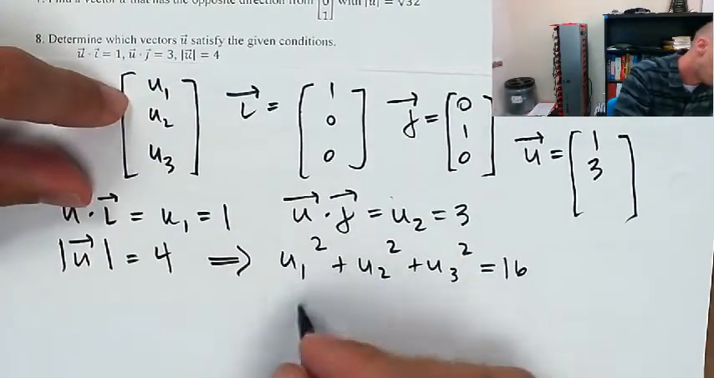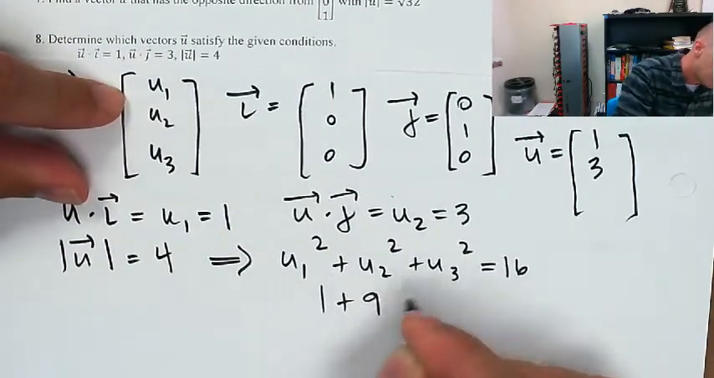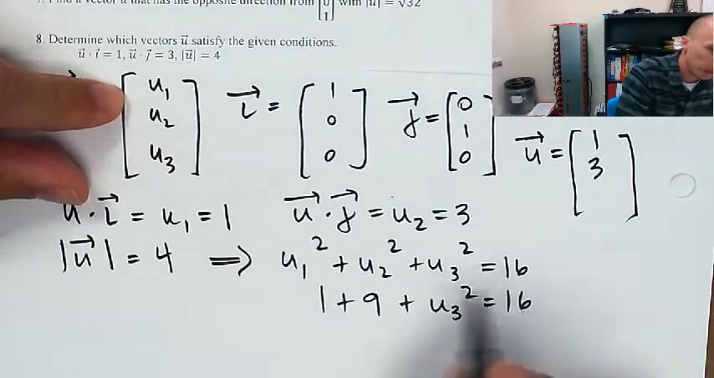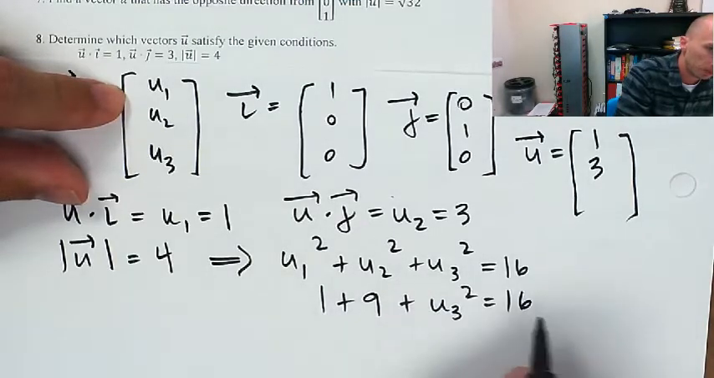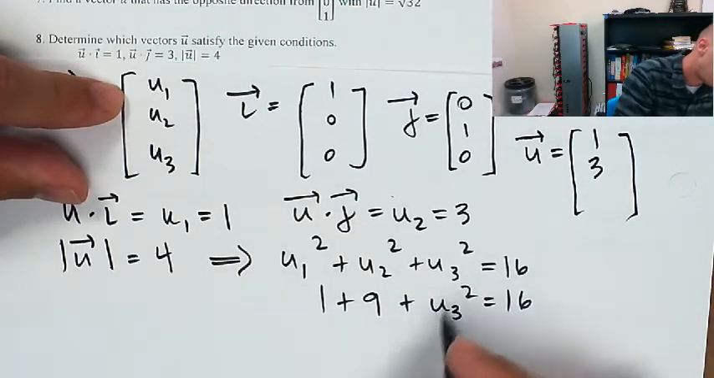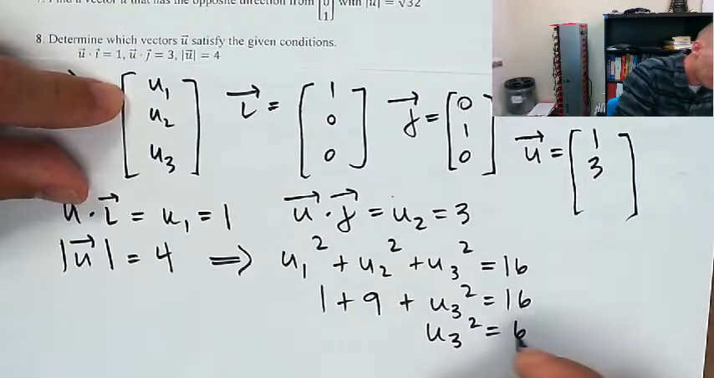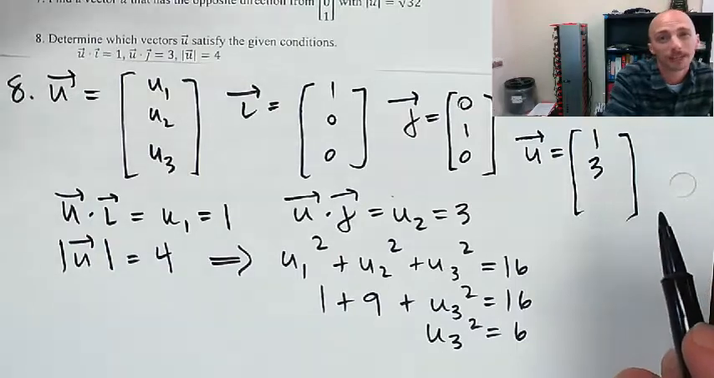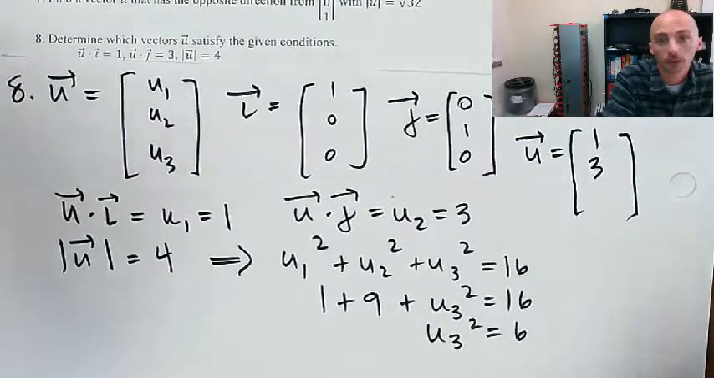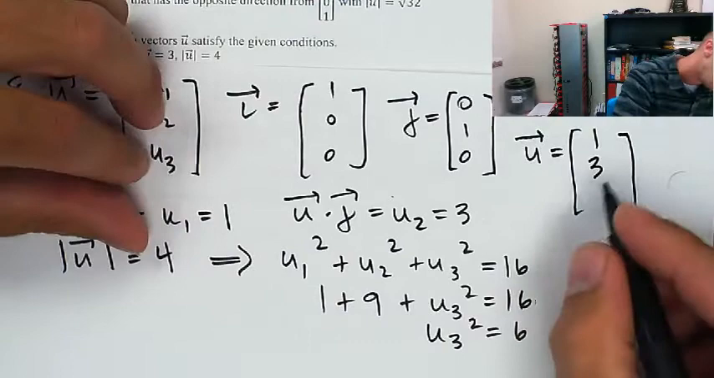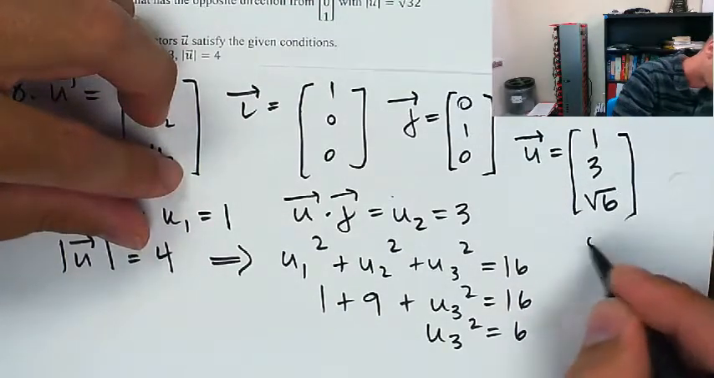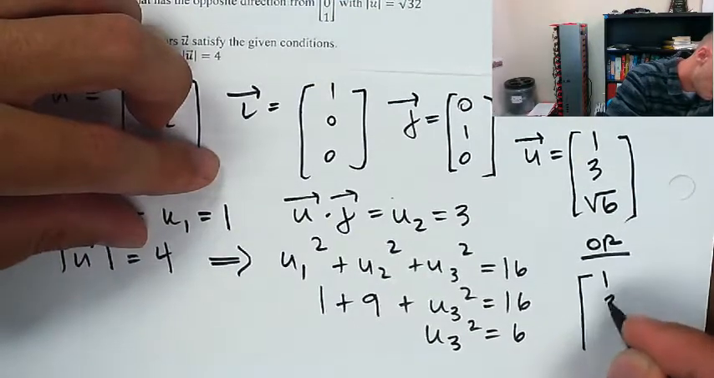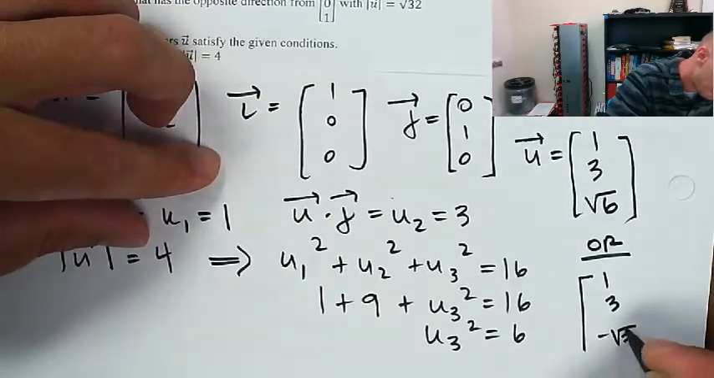They're 1 and 3. So I've got 1 plus 9 plus U3 squared equals 16. Okay, I'm going to subtract the 10 from over here, and I'll have U3 squared equals 6. Meaning that U3 could be the square root of 6, but it could also be the negative square root of 6, and that's why they said determine which vectors, because there could be 2, right? So I'll say square root of 6, or it could be 1, 3, negative square root of 6.